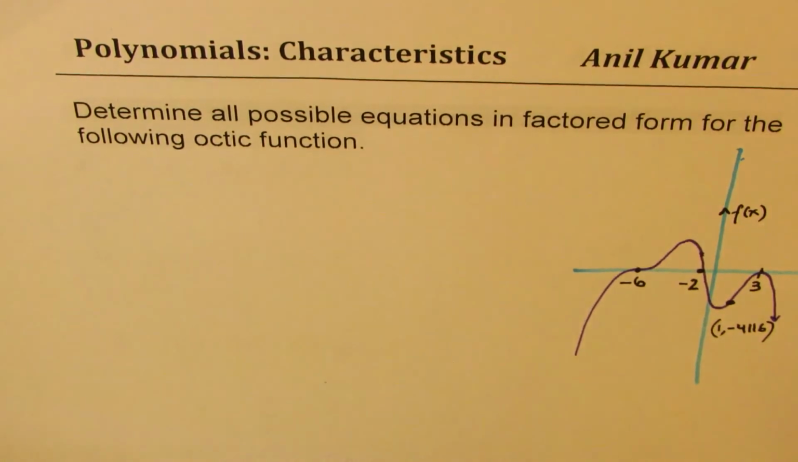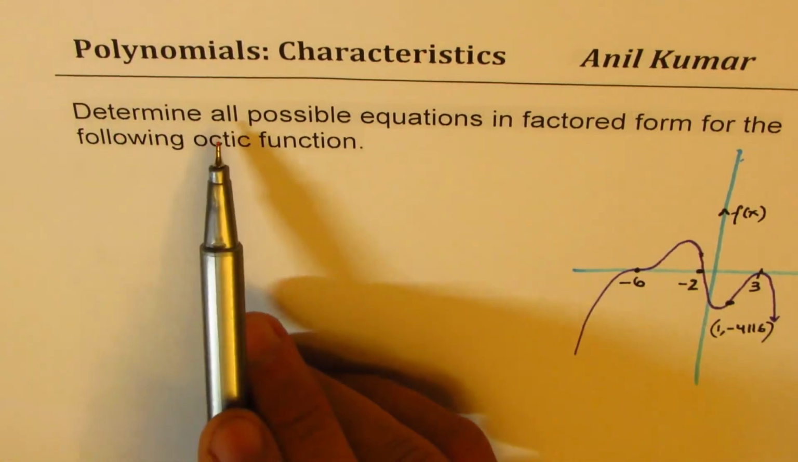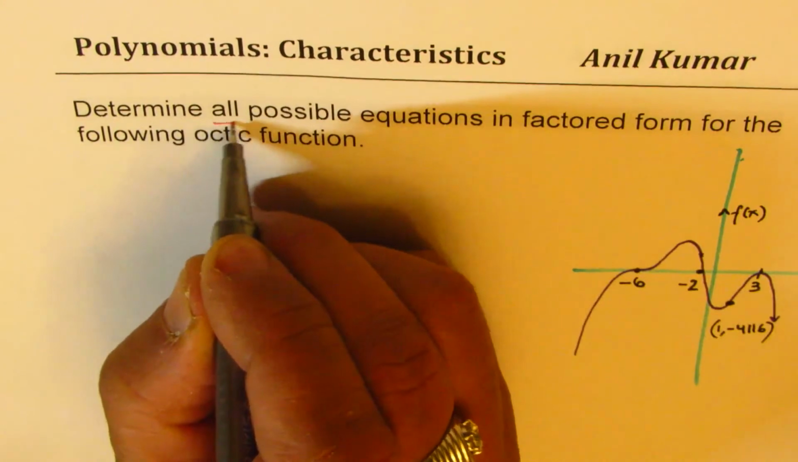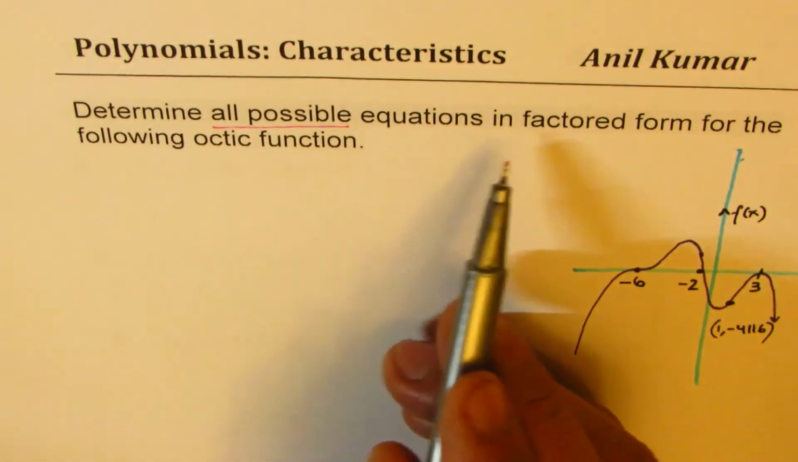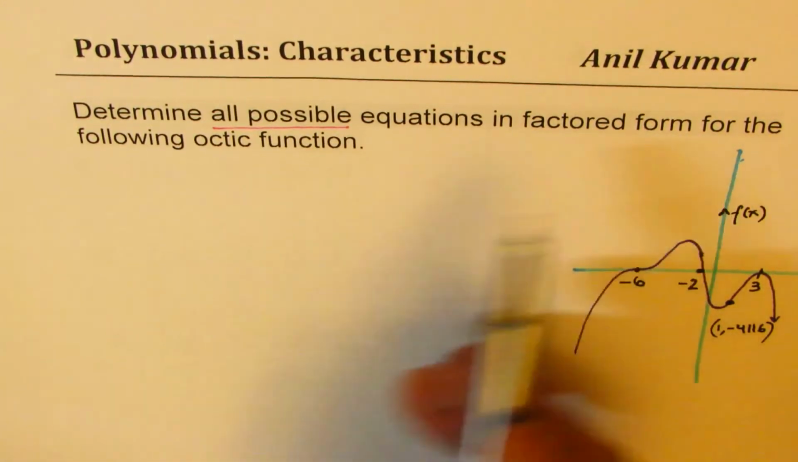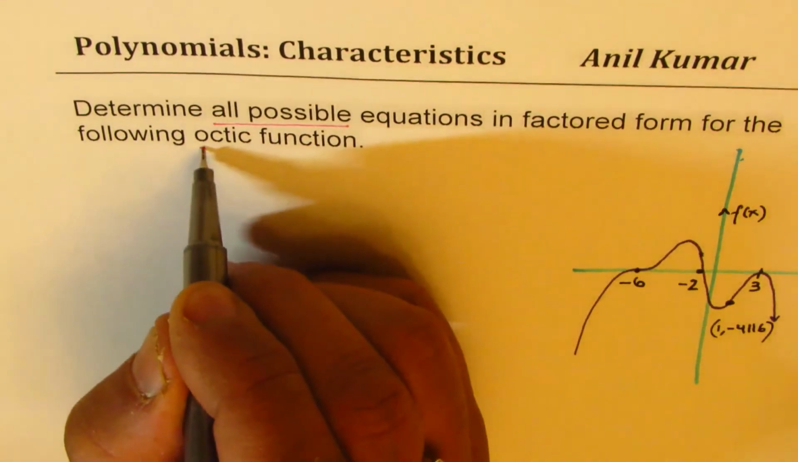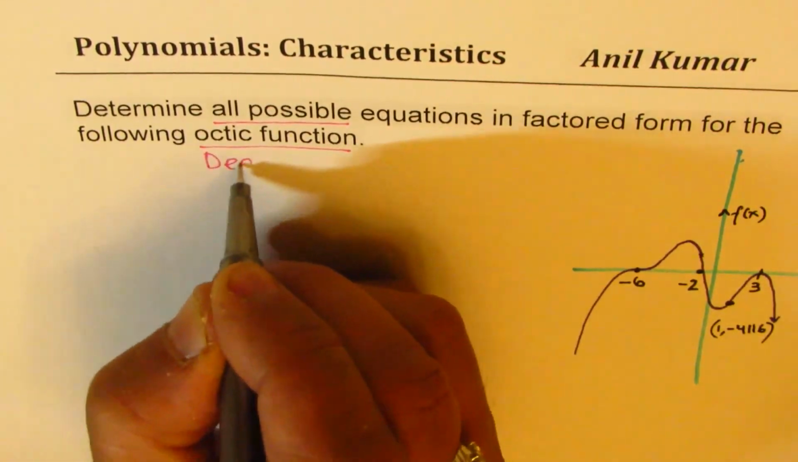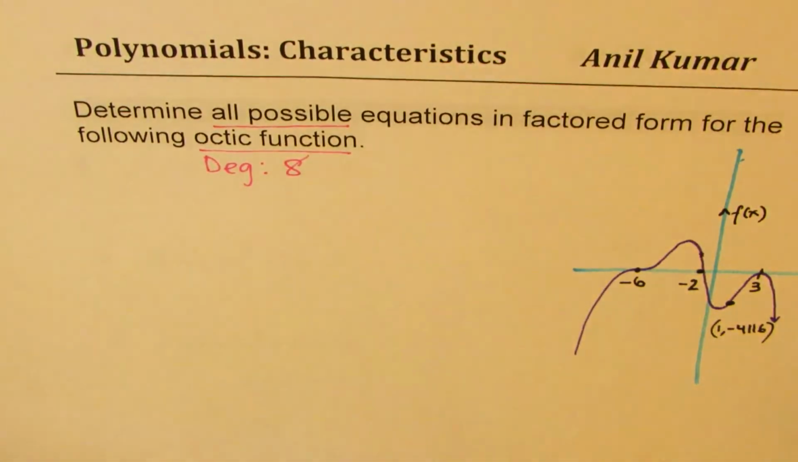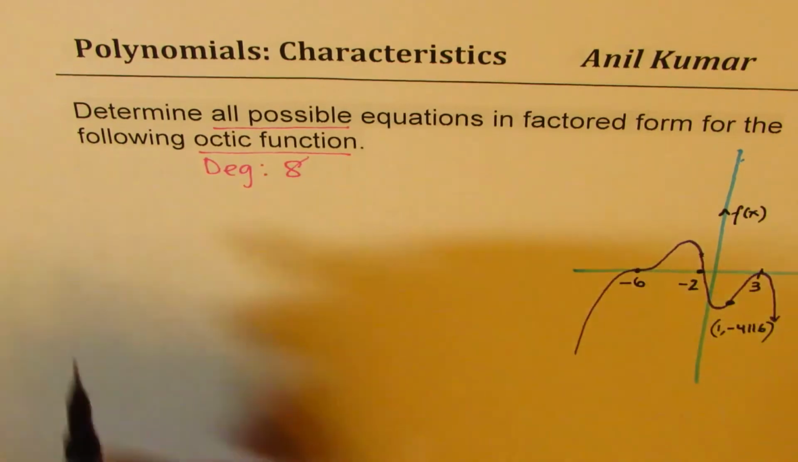So the question here is, determine all possible equations in factored form for the following. The important thing is all possible. Octic means degree 8 for this particular function. Do you get an idea? So how do we do it? First, look at zeros.